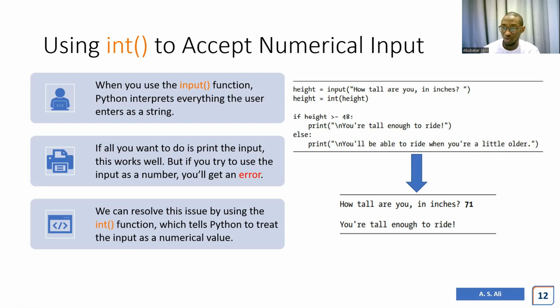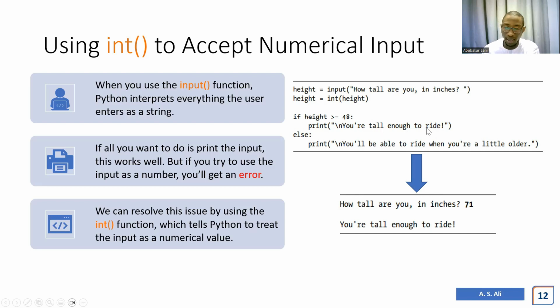So what do we do? We need to convert this string. Height is a string before, so we will wrap it with int. Now it converts the string to an integer, so it becomes a number. And we can do some operations on these integers. For example, we can say, using the if else statement, if height is greater than or equals to 48, print you are tall enough to ride.